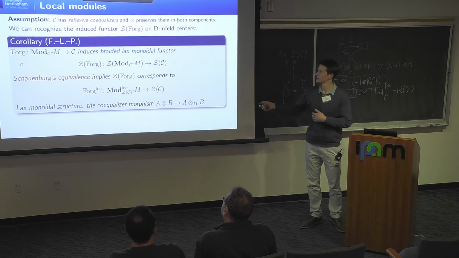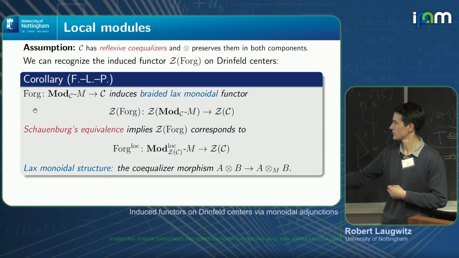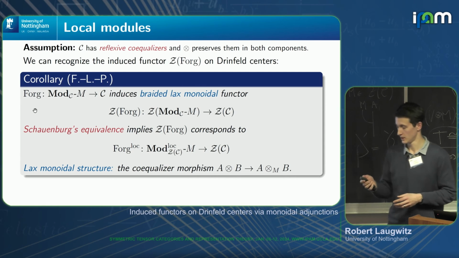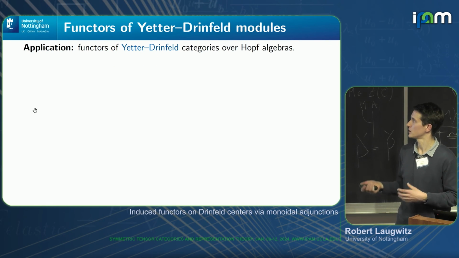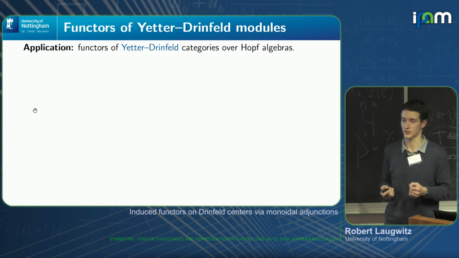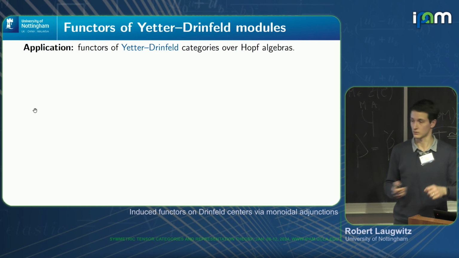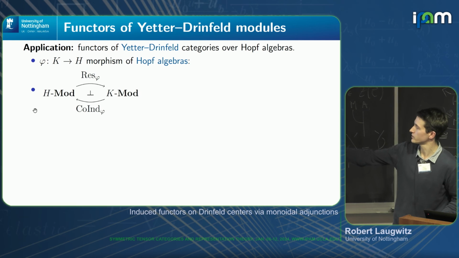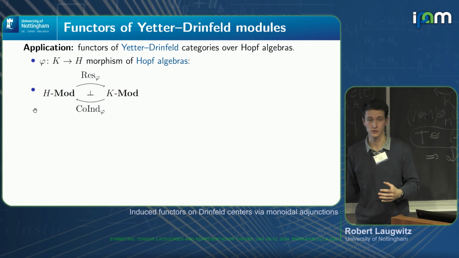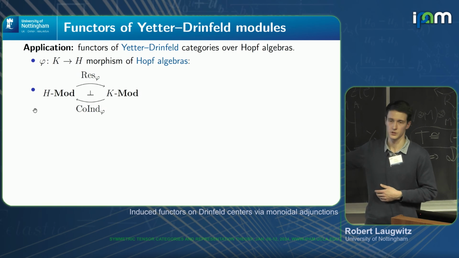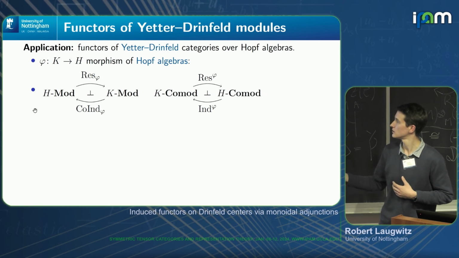Okay, so yeah, this is an instance of these center functors, the forgetful functor of local modules. But now other examples can be studied by considering Yetter-Drinfeld module categories. So here we go to Hopf algebras. We have a morphism of Hopf algebras. They don't have to be finite dimensional. We also don't need to use finite dimensional modules. We can do this in general.